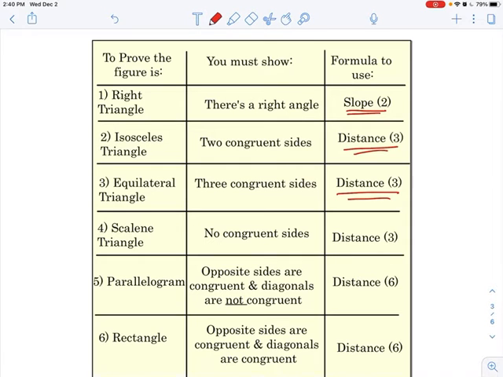A scalene triangle, by definition, has no congruent sides. So we're going to use the distance formula 3 times, and we're going to get 3 different answers.